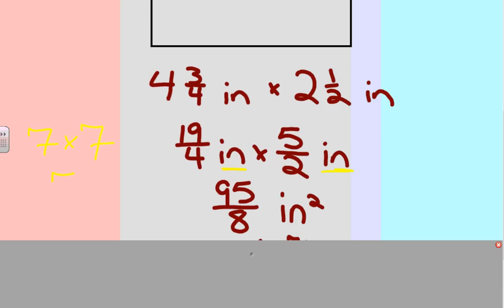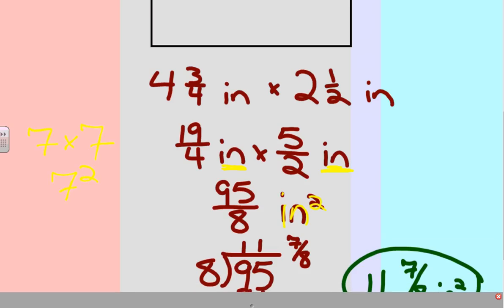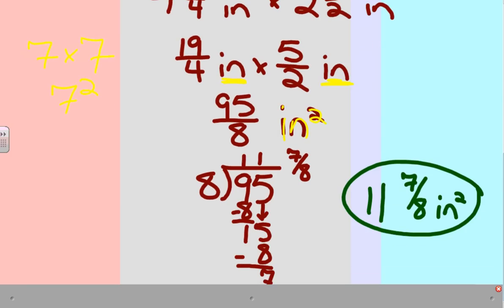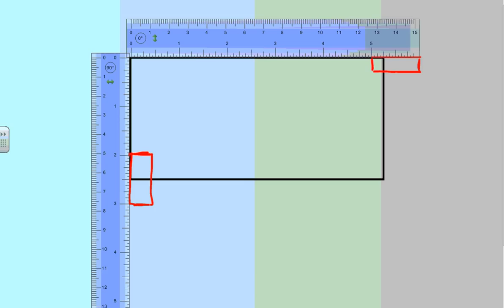You would write it as 7 squared. So we have inches times inches, so we want to write inches squared for area. And when we convert our improper fraction of 95/8 into a mixed number, we get the answer of 11 7/8 inches squared.